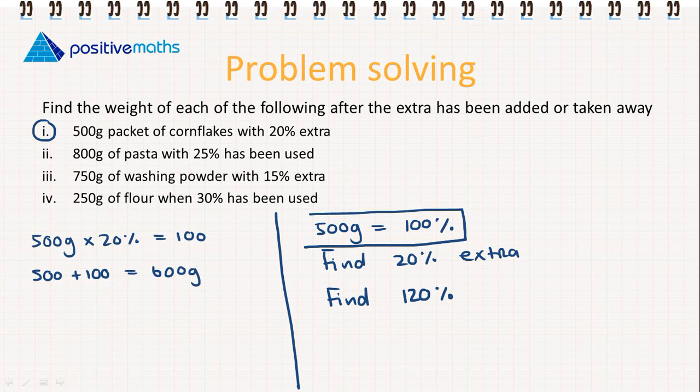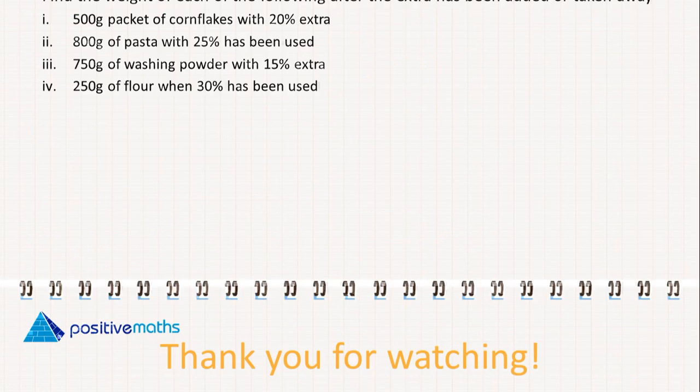So really what we're looking for is we want to find 120%. So we have 100%. We're looking for 120%. So the first way we found 20% and we added it on. But what we can also do is find 120% of 500. So 500 multiplied by 120%, this will give us our 600 grams. So pause the video and complete the part 2, part 3 and part 4 in this new way and see if you get the same answers as before.